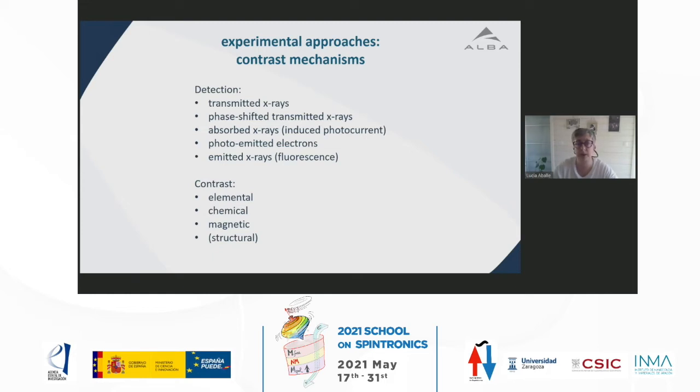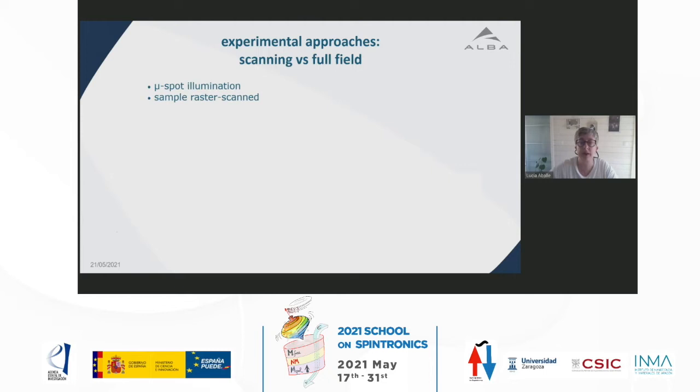Whichever one we choose, by the fact that we are using synchrotron X-rays that we can scan across different absorption edges and where we can tune the polarization, we have at the same time this elemental, chemical, magnetic contrast, okay, whichever approach we use. There are two basic experimental approaches that we can use, which is scanning or full field.